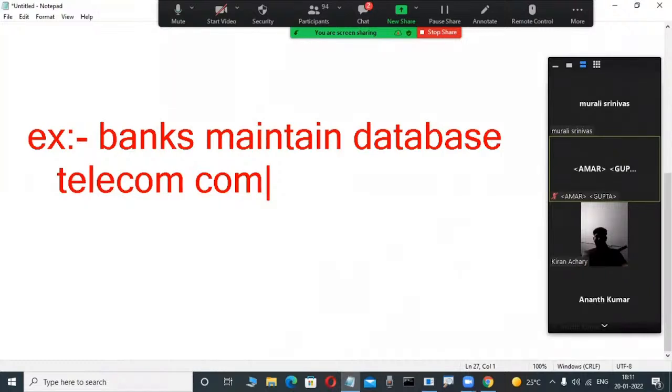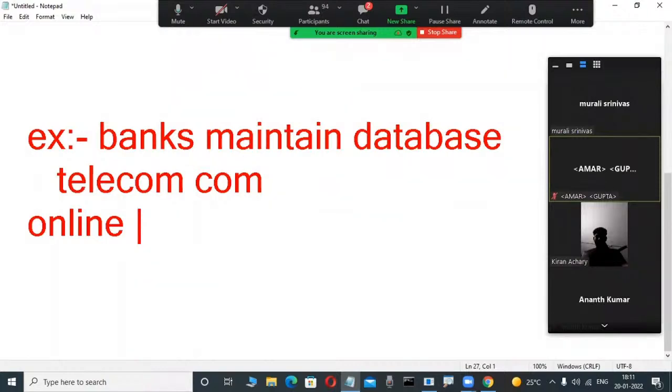Suppose so many people are nowadays purchasing items through online portals like Flipkart and Amazon. Those shopping portals also maintain databases. Because when you purchase an item, how is the order number generated? Some database application is there, through the auto increment concept only.